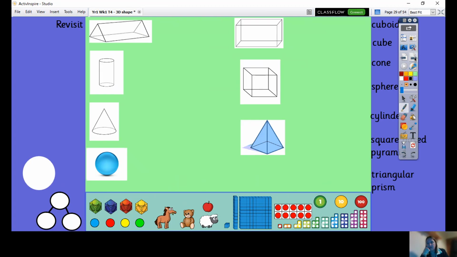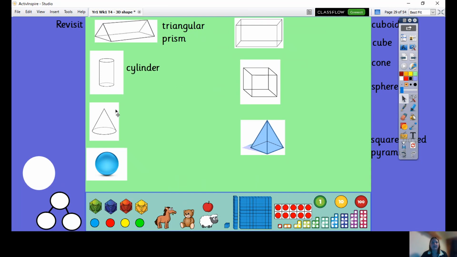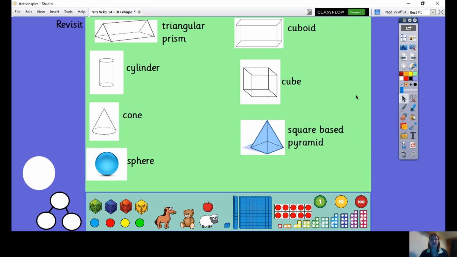So moving on then, we're thinking this week, aren't we, about 3D shapes? So let's just quickly go over the names again. So what's this one? This one is a triangular prism. I can hear you all saying it. This one is a cylinder. This one is a cone. This is a sphere. This one is a cuboid, excuse me there. This one is a cube, and this is a square-based pyramid.